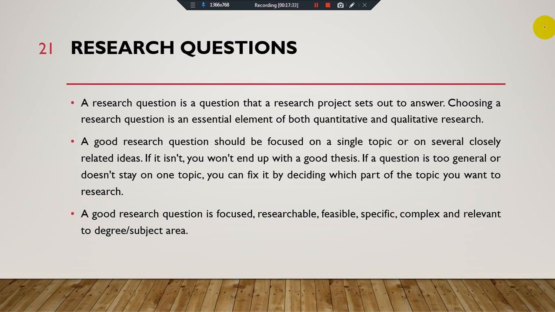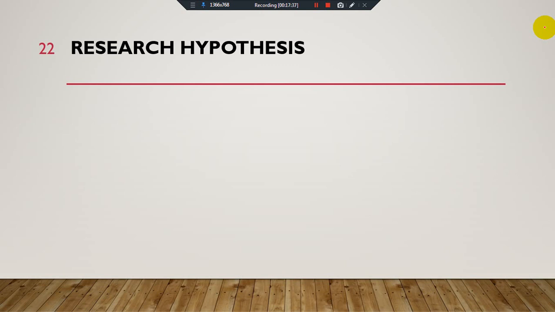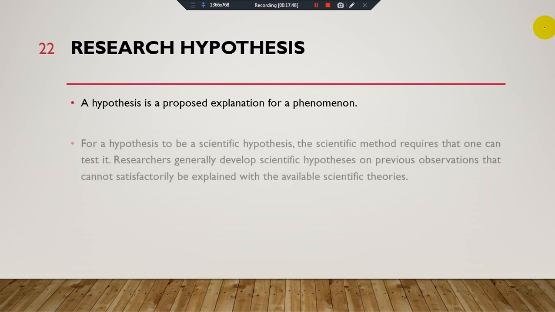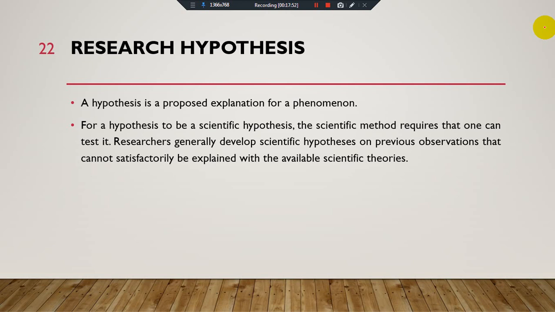And then we have a research hypothesis, and we are talking about the research hypothesis. A hypothesis is a proposed explanation of a phenomenon. For a hypothesis to be a scientific hypothesis, the scientific method requires that one can test it. Researchers generally develop scientific hypotheses based on previous observations that cannot satisfactorily be explained with the available scientific theories. A hypothesis is a statement showing an expected relationship between two or more variables.